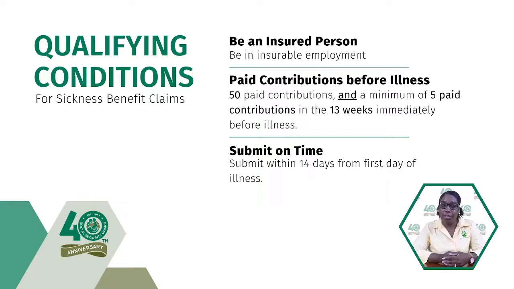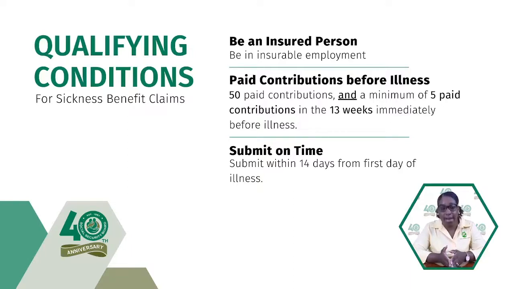The second qualifying condition is that you must have paid contributions before your illness. You need to have a minimum of 50 paid contributions and a minimum of 5 paid contributions in the 13 weeks immediately before your illness. 50 paid contributions equates to about a year of employment. So if you have been working and you feel that you may not qualify, you need to ask yourself, do I have 50 contributions? Have I been employed for a minimum of 50 weeks? This can be from your current employer, it can be from previous employers, but it must accumulate to 50 paid contributions over the time of your employment.